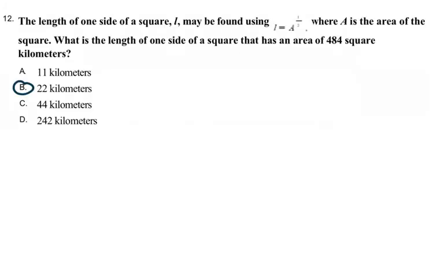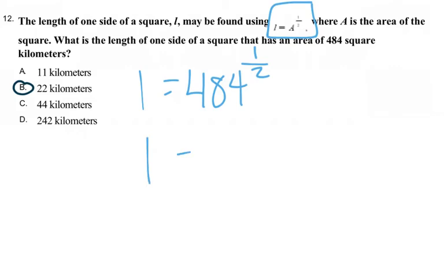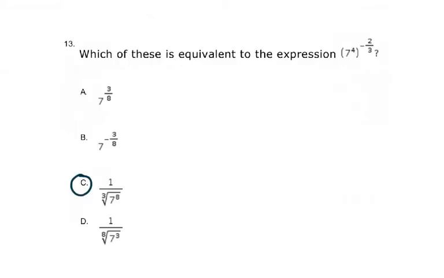Okay, this one is kind of hard to see. A is the area of the square, L is the length, it tells us that the area is 484. That's to the 1/2 power. So I'm just going to put that in my calculator, and you get the answer is 22, so B.